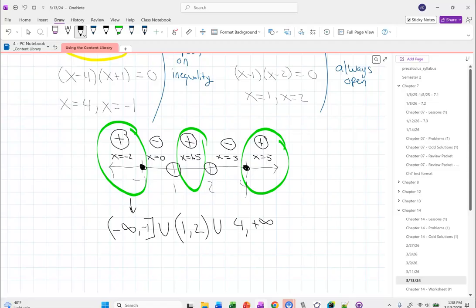The 4 should get a bracket because it's closed. The infinity should get a parenthesis. Infinities are always parentheses, right? You can never have a bracket on infinity. Is everybody okay with how we did there? Want to do one more? Okay, let's do one more.